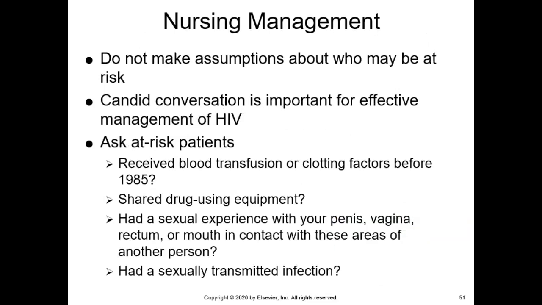A little thing about nursing management is do not make assumptions about who may be at risk. You would be surprised, right? The folks that we definitely know who are at risk are anybody that received a blood transfusion or factors before 1985, if they share any drug-using equipment, so needles or anything similar, and anybody who's having sex and has had an STI.